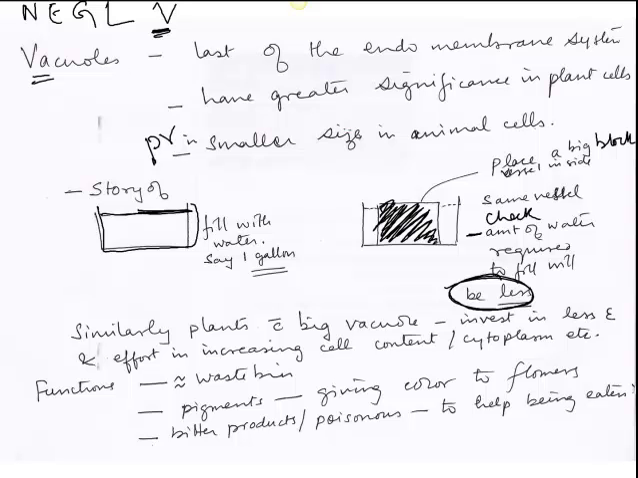Okay, what are the functions of the vacuoles? It is similar to a waste bin. It can contain pigments which give color to flowers. It can contain bitter products which are dumped into it to help avoid being eaten by herbivores.